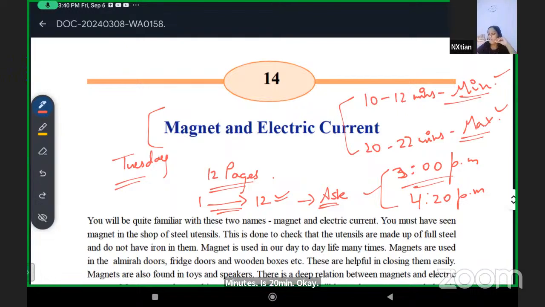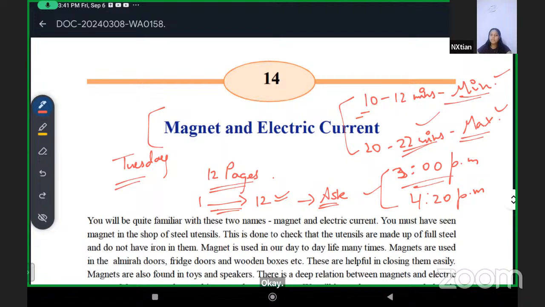Is 20 minutes okay, or if I remove the limit of 22 minutes? Ma'am, if the PPT gets a little longer, can we take a little extra? 22 minutes is the max. Try to finish it in 22 minutes. All right, I'm okay keeping 22 minutes. No shortcuts. 10 minutes minimum you have to keep, and 22 minutes is the maximum.